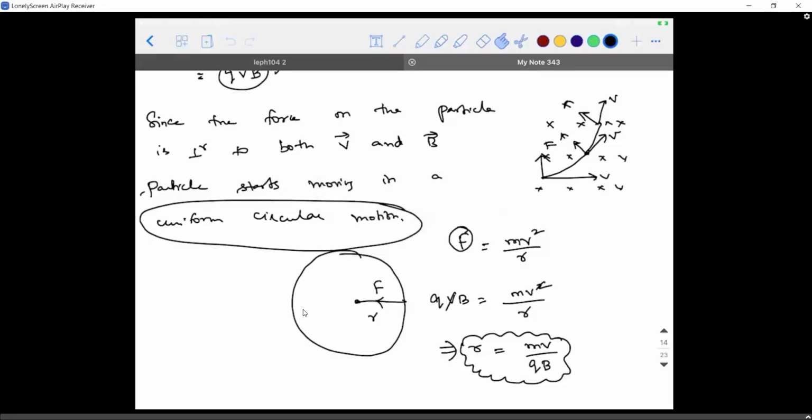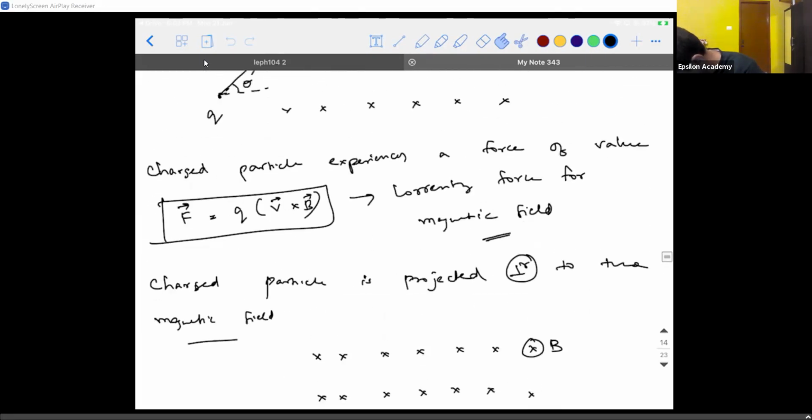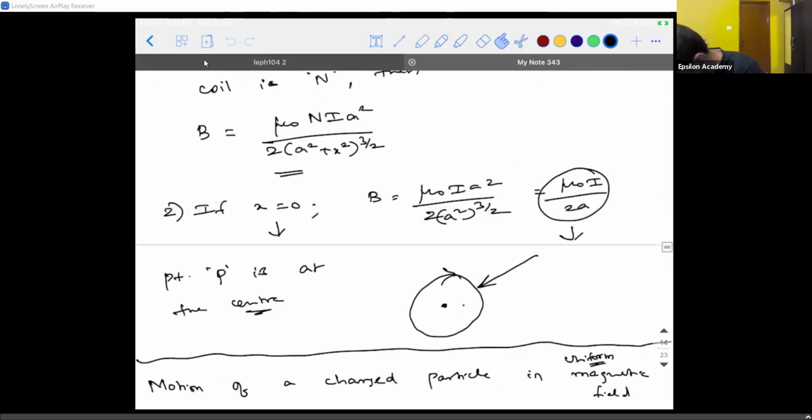Magnetic field due to a circular current carrying coil. We have completed that part. Then we started what will happen when a charged particle is projected into the magnetic field. So this was the last concept that we started. I started with the concept called the Lorentz force.